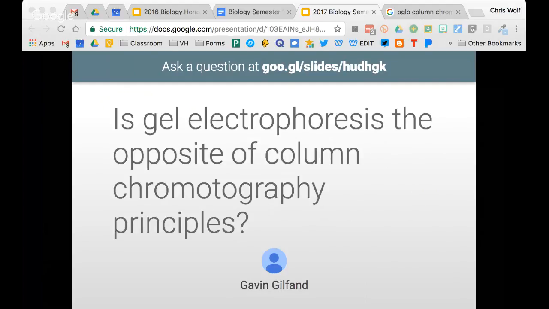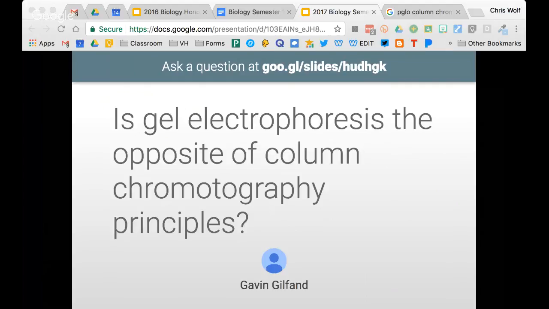So yeah, Gavin, in a sense, it is kind of opposite. In gel electrophoresis, small molecules travel faster through the gel. In chromatography, big molecules travel faster through the gel. They both separate based on size, whereas in gel electrophoresis, the sample is stuck in the gel. We can't collect it in a tube and give it to somebody. In chromatography, we can actually collect samples of it.